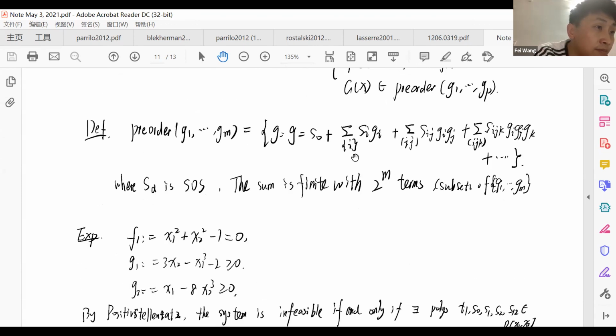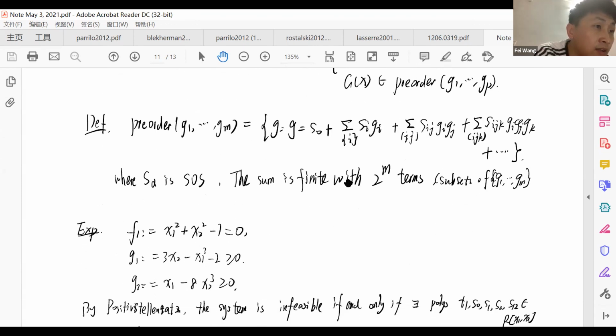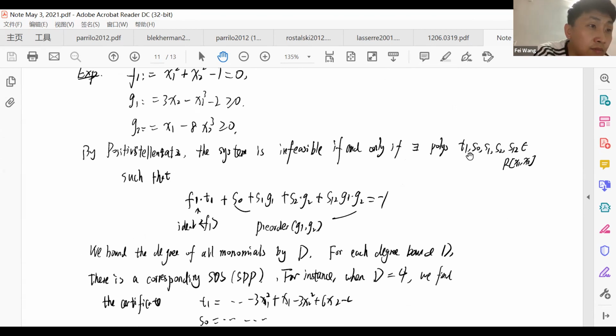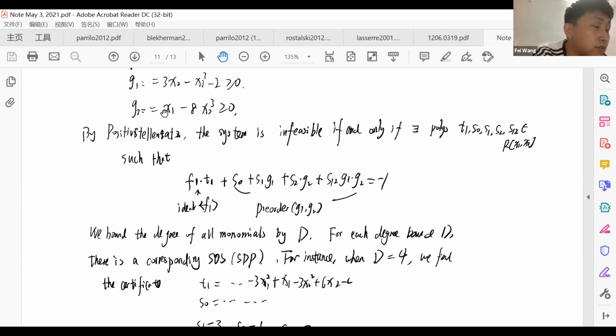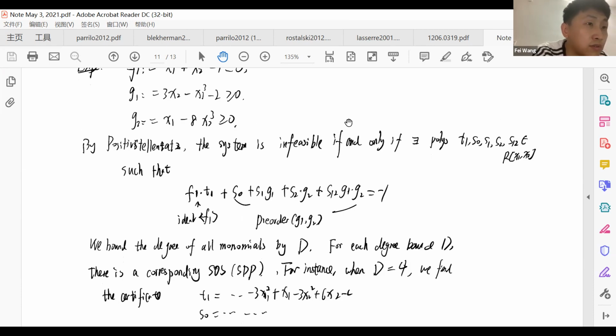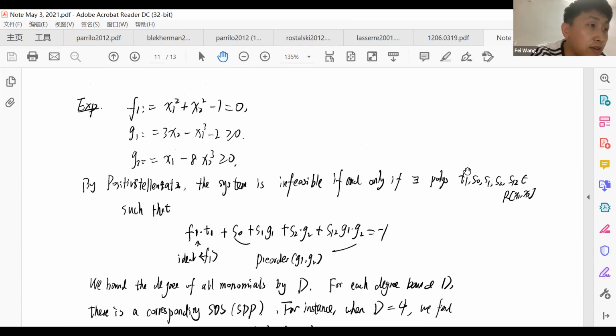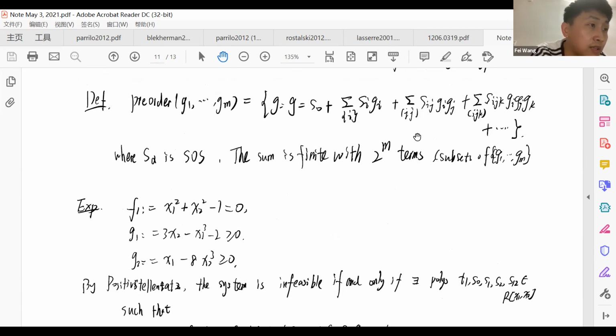And there are only how many terms, right? 1, 2, 3, 4, because we only have two inequalities. So 2 to the power 2 is 4, so four terms from this summation.